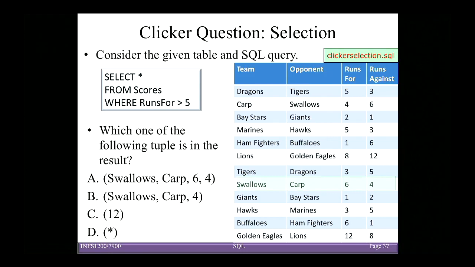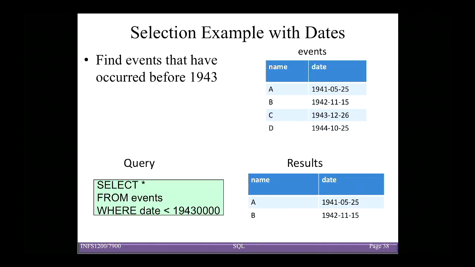Maybe next time. All right, so the condition is where runs is bigger than 5. This one will be returning the results, given that 6 is bigger than 5. Any questions? We all good?